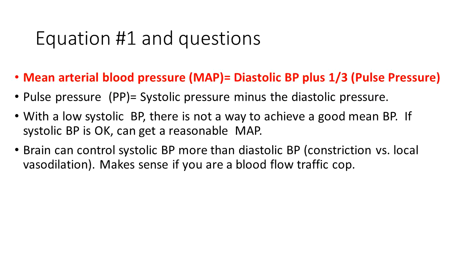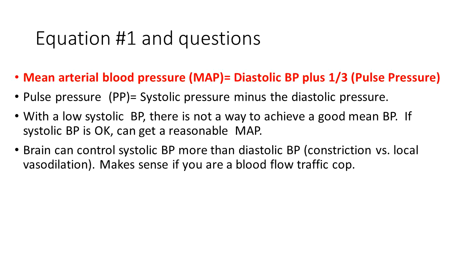So equation number one. Mean arterial pressure, MAP, is the diastolic pressure plus 1/3 the pulse pressure. And the pulse pressure, as you remember, is systolic minus diastolic pressure. So with a low systolic blood pressure, there's not a good way to achieve a good mean blood pressure. We'll have some questions and exercises later on to show this. If the systolic blood pressure is okay, you can probably get a reasonable mean arterial pressure.